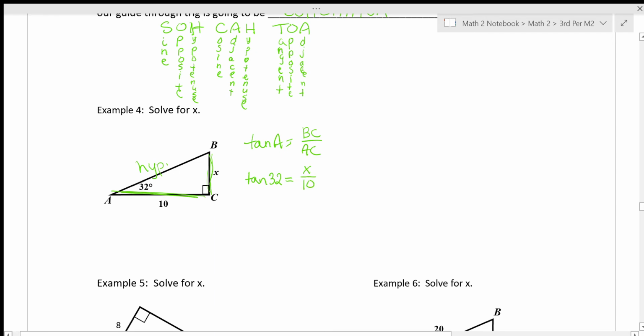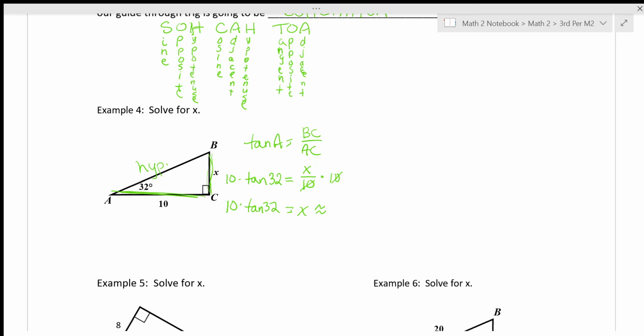And then to solve this, we're going to multiply by 10 on both sides to get rid of the 10 that's with our x right now. We're going to get x equals 10 times tangent of 32. And then again, if we want to do this without rounding until the end, we're going to take our calculators and listen carefully to our input here.